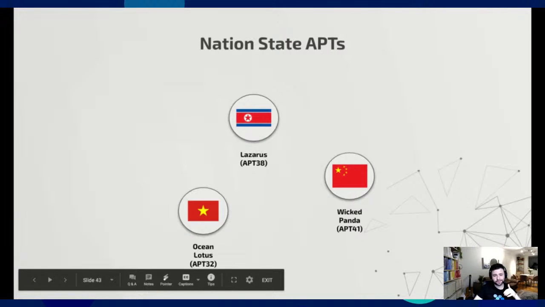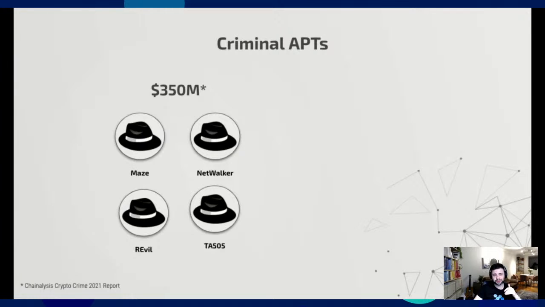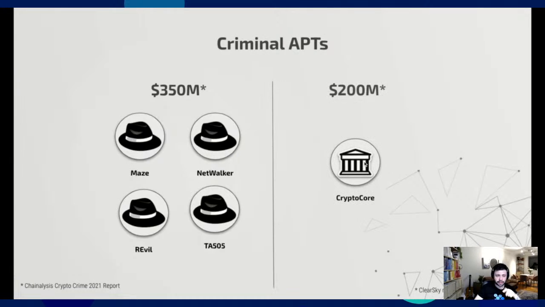On the criminal side, for the most part, we have groups which are going after highly profitable ransomware campaigns. So you have your Maze, Netwalker, TA505, Revil, and so on. Last year, according to Chainalysis, they made about $350 million. So it's a fairly profitable enterprise for them. And then, of course, we have the very first dedicated APT called CryptoCore. If you want to read a ClearSky report on them, these are the guys that are just razor focused on targeting cryptocurrency exchanges or related schemes. So we have one of those now.